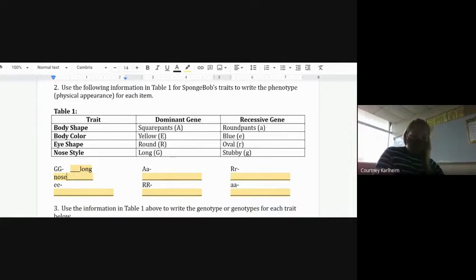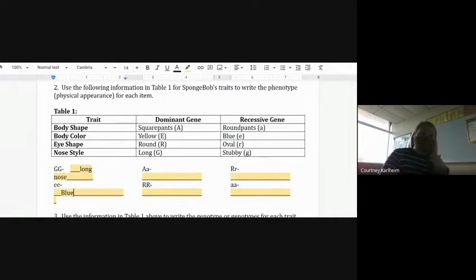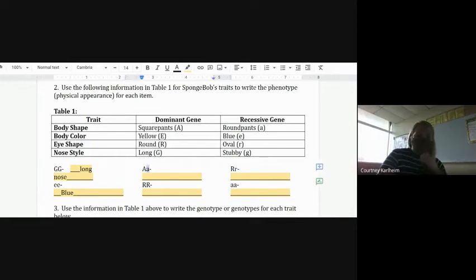And then the 2 lowercase e's, again, we find the e's. And what's the only option? Yeah, blue color for their body. You can just write blue. Now we need to think about what happens if there's one of each. So what are the A's? Yeah, so your options are round pants or square pants. And remember, the dominant gene is the one that shows up. So which one is it going to be? Yeah, so this one would be square.